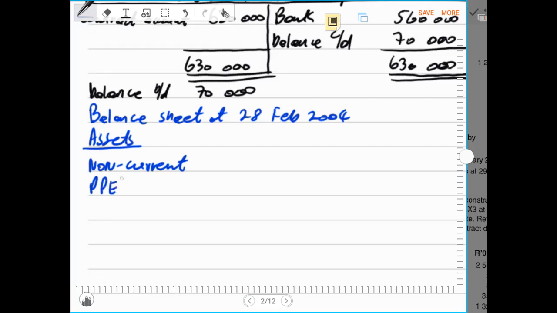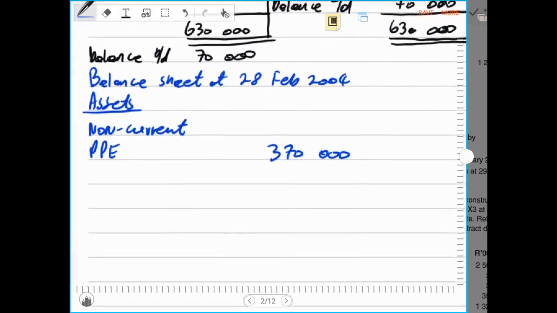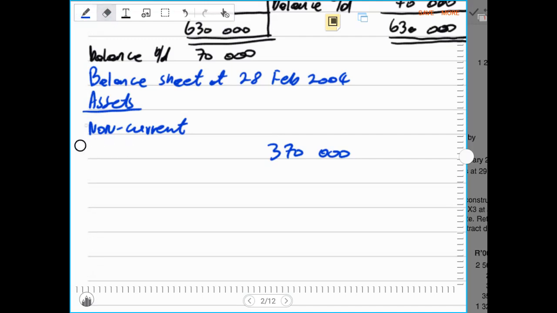Property, plant and equipment, we know PPE, or plant and equipment, and our plant and equipment amounted to 370,000. It must be plant and equipment. 370,000 rands. Then after that we go to current assets.